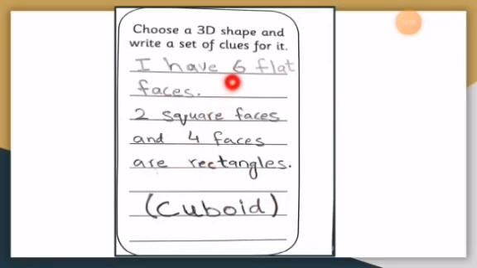The clues were 6 flat faces, 2 square faces, 4 faces are rectangles. Then when you think about this one shape, you will get what the shape is. So, this is a cuboid.